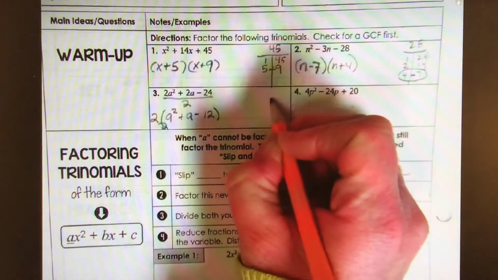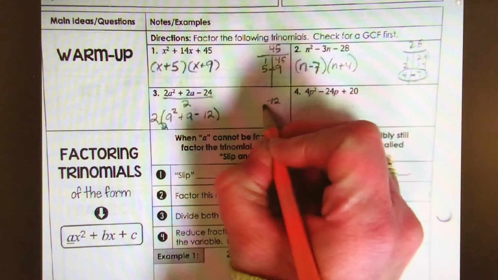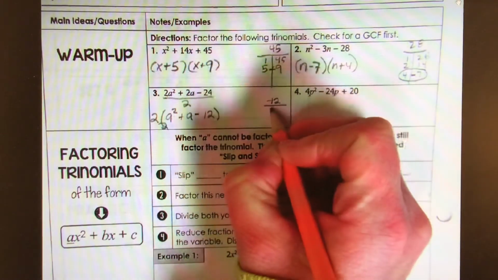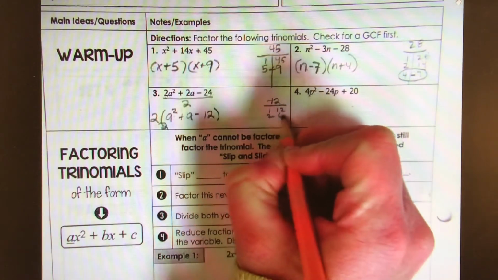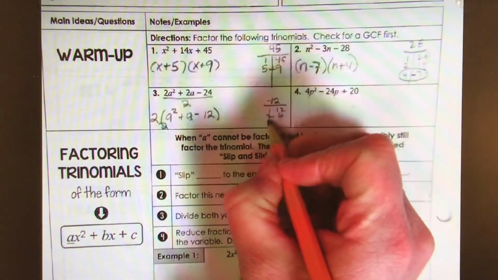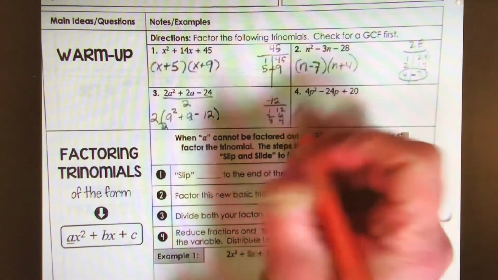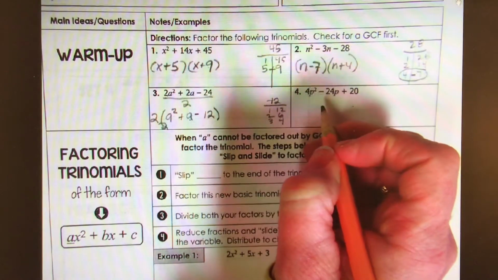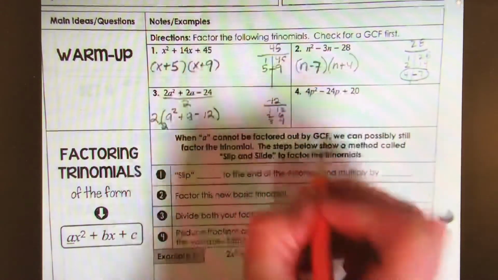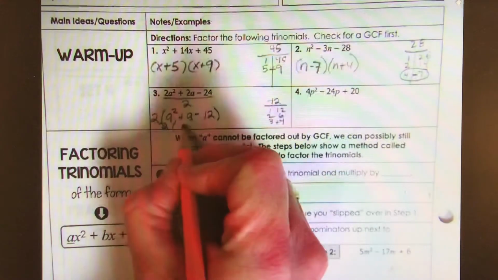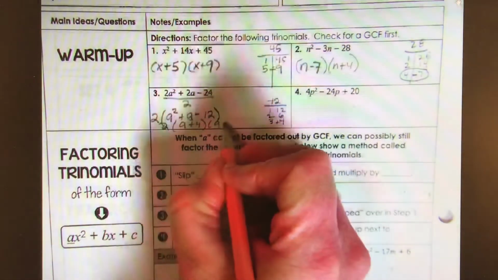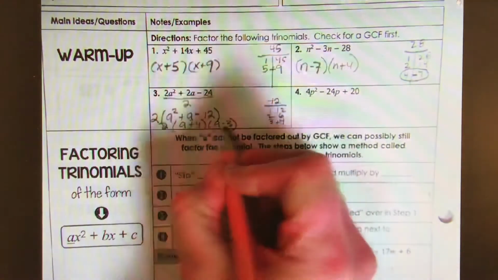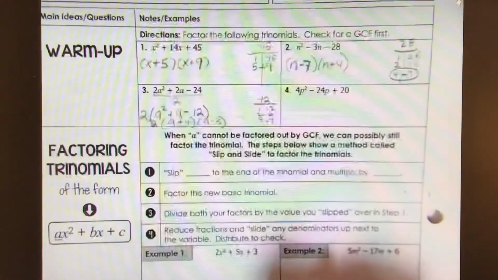So if I have 12, negative 12, I'm going to think of, well, I know that, let's see, I have 1 and 12, I have 2 and 6, that's not going to work because I need to get to 1 here. 3 and 4. Oh, 3 and 4, that's going to work. And it's going to be a positive sign, so I think that positive 4. So this is going to be a plus 4, and then a subtract 3. That's going to work out. Okay. If I go to number 4.